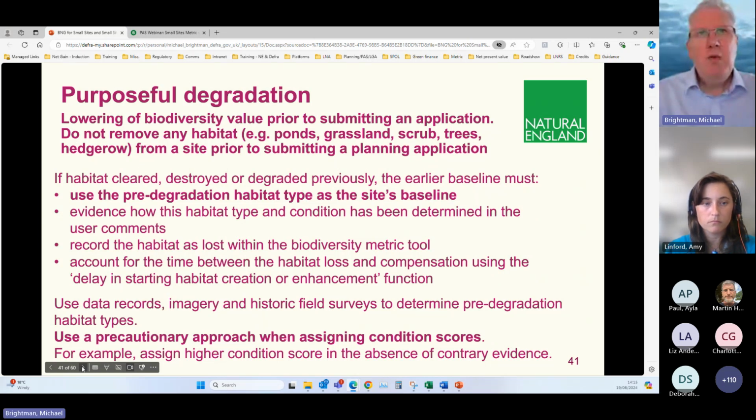There's also within the user guide in the main metric that they should also account for the time between habitat loss and compensation by using the delay in starting habitat creation or enhancement function. These functions aren't available in the small sites metric, so as the LPA you might want to consider, dependent on when degradation took place, whether or not you ask for the main metric to be used.